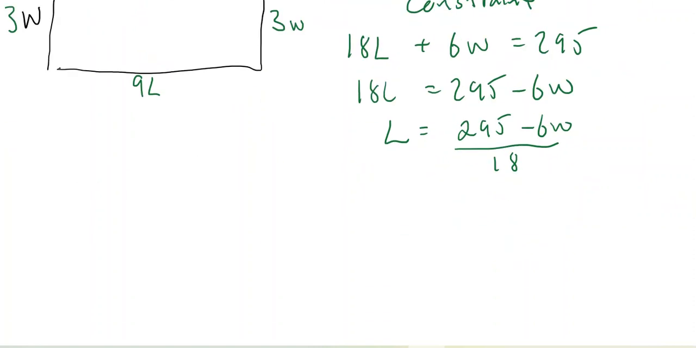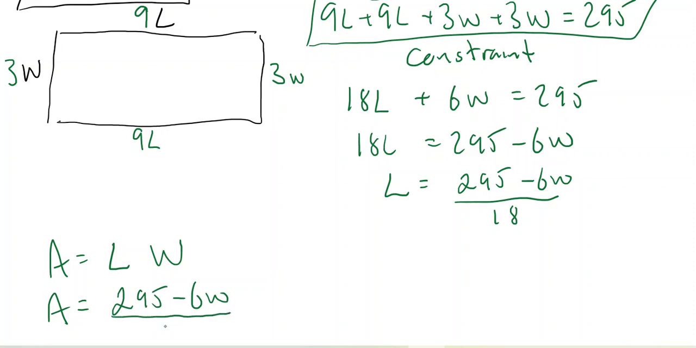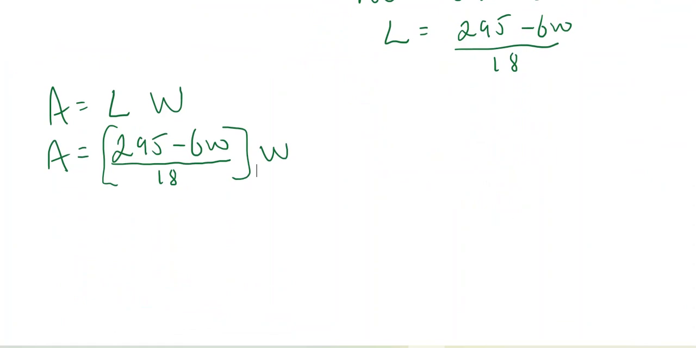So the objective function is area is equal to length times width. Well, the length now is 295 minus 6W over 18 times W. So we've gotten rid of L. Well, we can simplify this just a little bit.